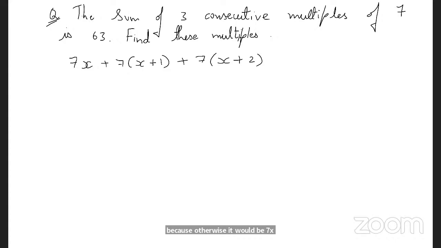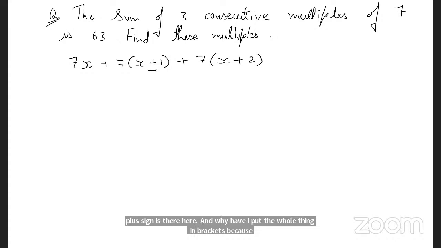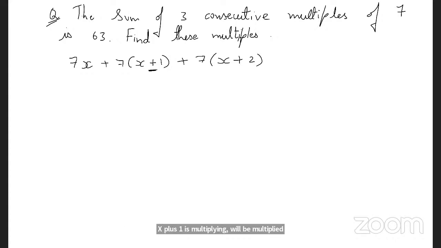See, Simran, the plus sign is there here. And why have I put the whole thing in brackets? Because x plus 1 will be multiplied by 7. Okay, x plus 1 will be multiplied by 7.